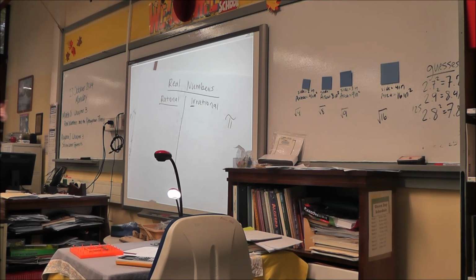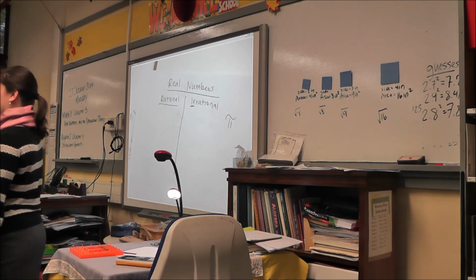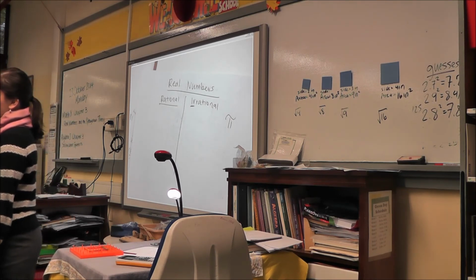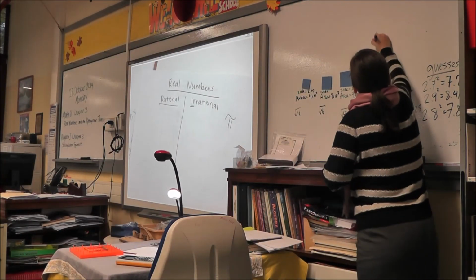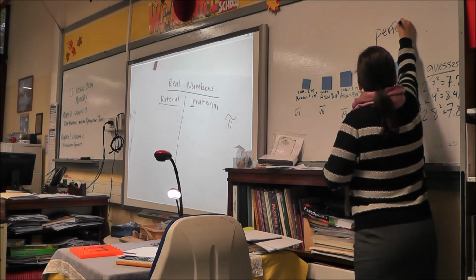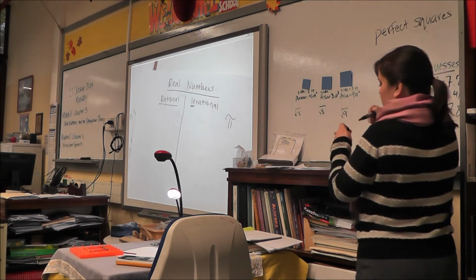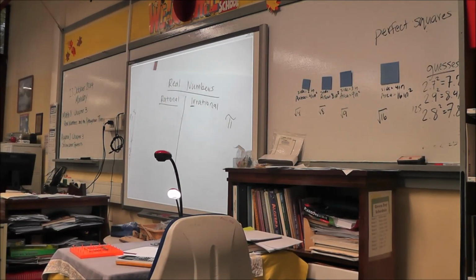Okay, so Josh, what do those numbers have in common? They're all perfect squares. Perfect. Put this in your notes too. Perfect squares are numbers like 4, 9, 16, 25, 36, 49.